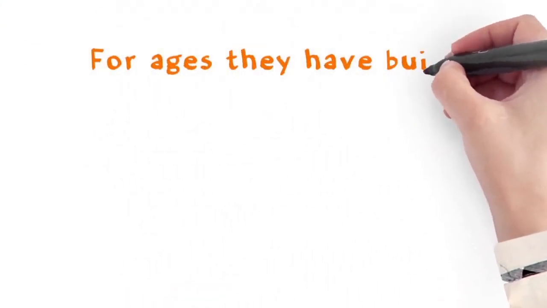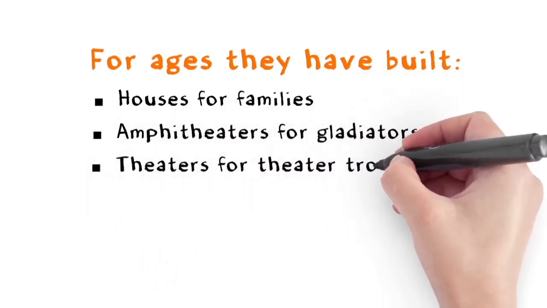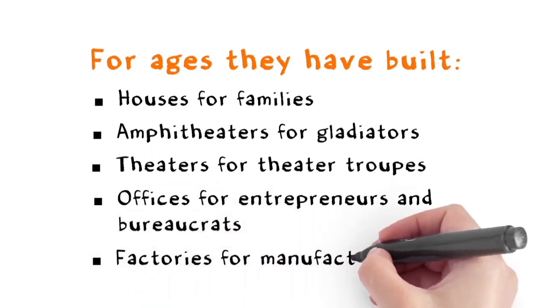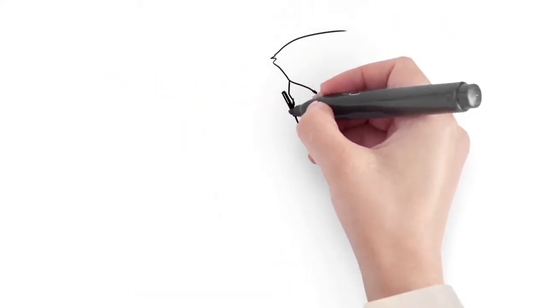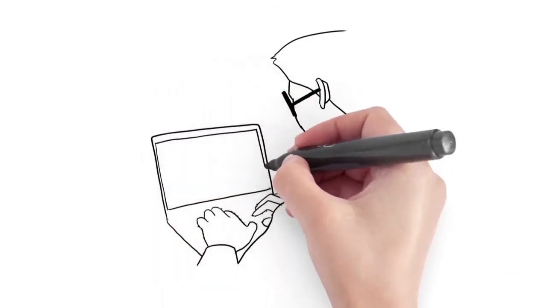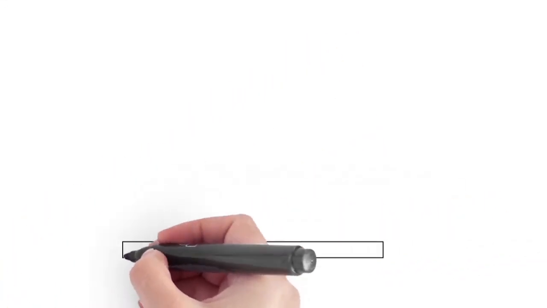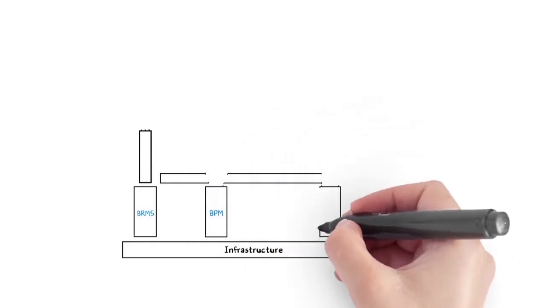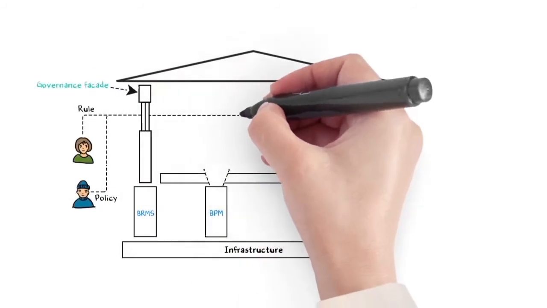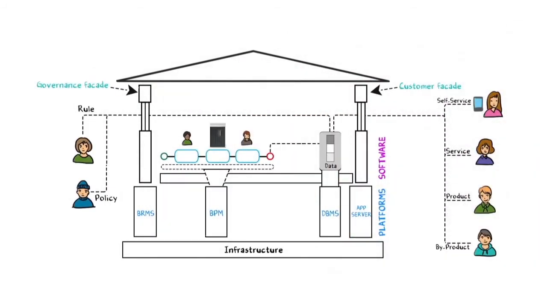For ages, they have built houses for families, amphitheaters for gladiators, theaters for theater troops, offices for entrepreneurs and bureaucrats, and factories for manufacturers. Another 2 hours on the internet allowed Peter to find the method unit-oriented architecture, the only one that would help him win the contest. UOA creates a software unit that accommodates a social entity, an organization, or an organizational unit, and supports its purpose, function, behavior, and structure as comfortably as a house accommodates a family.